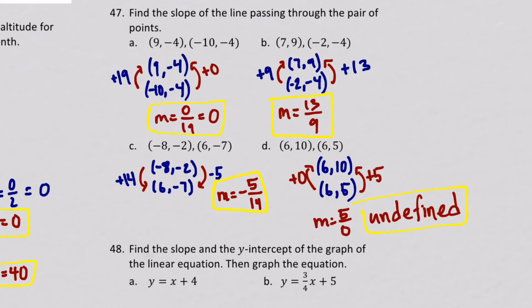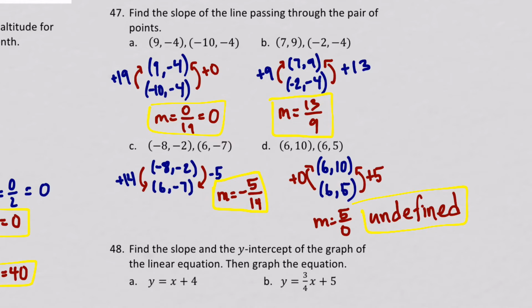In C, negative 8, negative 2, and 6, negative 7, the change in the x's is plus 14. I'm going downwards, and the change in the y's is minus 5. So it's negative 5 over 14. And once again, it cannot be simplified.